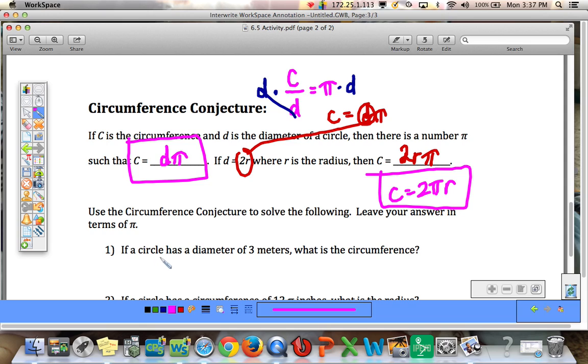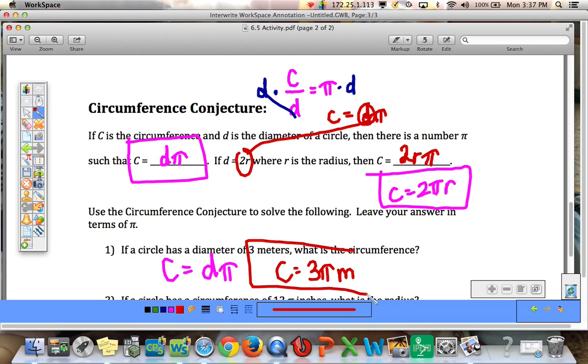So the first one, if a circle has a diameter of 3 meters, what is the circumference? So here's our formula. Pick which one to use. Since this one has D, diameter, we're going to use diameter times pi. Circumference equals diameter times pi. And we know that the diameter is 3. So circumference equals 3 times pi, and it's in meters, so we'll leave it as 3 pi meters. Here's our answer. And instead of multiplying 3 times 3.14, we're going to leave it as an exact answer, 3 pi.